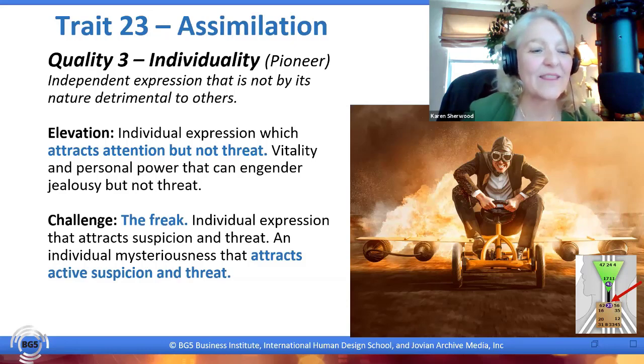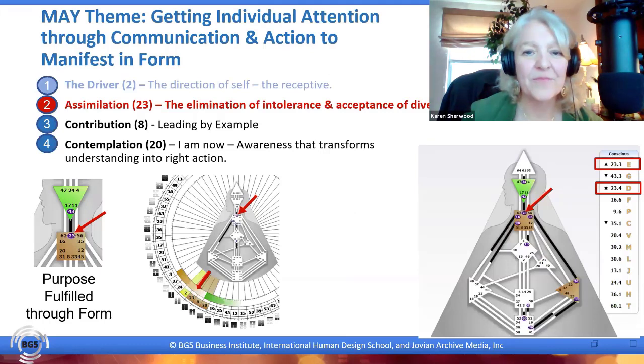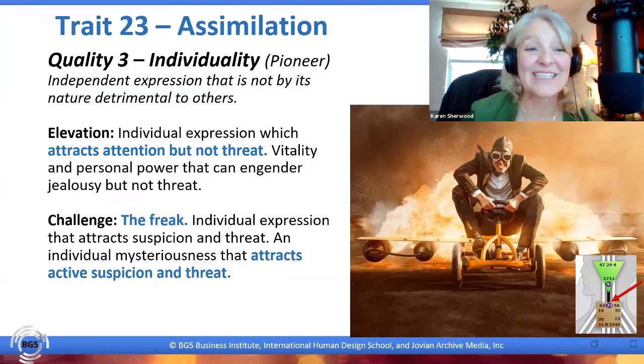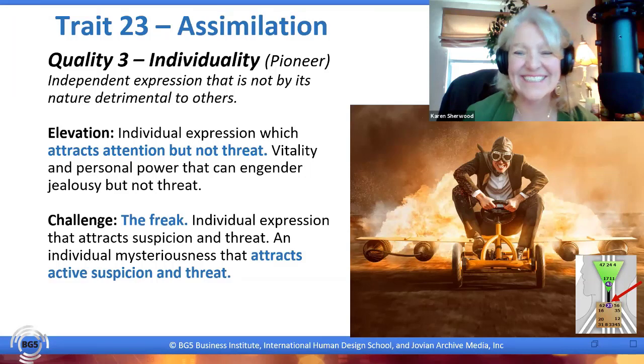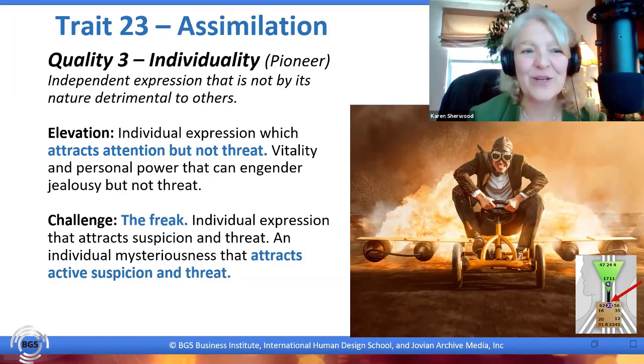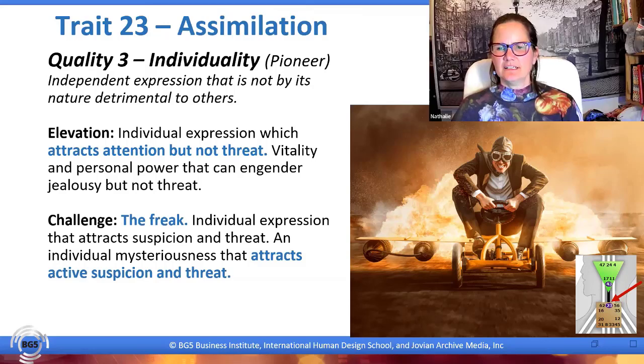If we take a look at what the trait is today, it's actually in, see the little arrow that's pointing up right here. So it actually is in its elevation. So it is in the elevation of attracting attention, but not threat. I'm just curious to know if there's anyone who has it in quality 3. We do have Annika, but I don't know, Annika, if you want to share. Yeah, there you are.